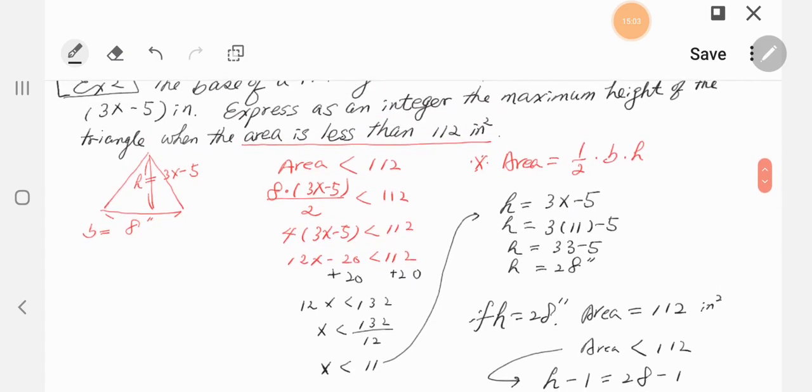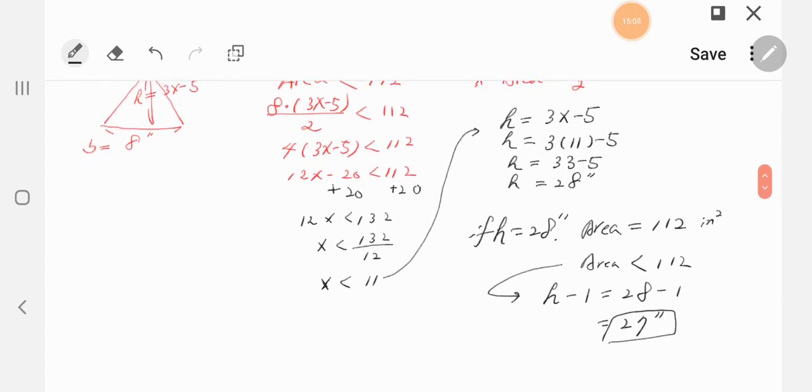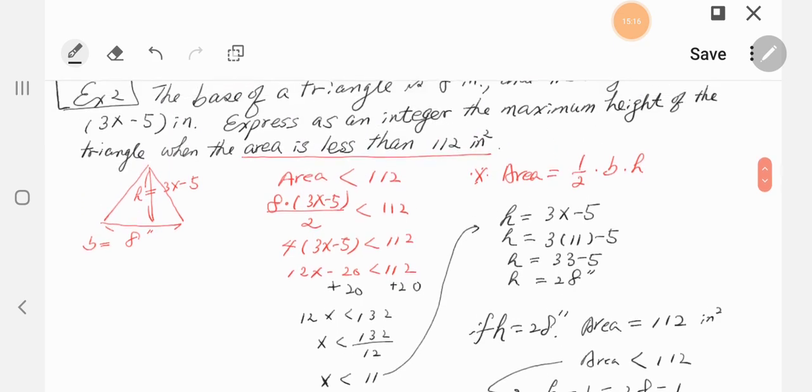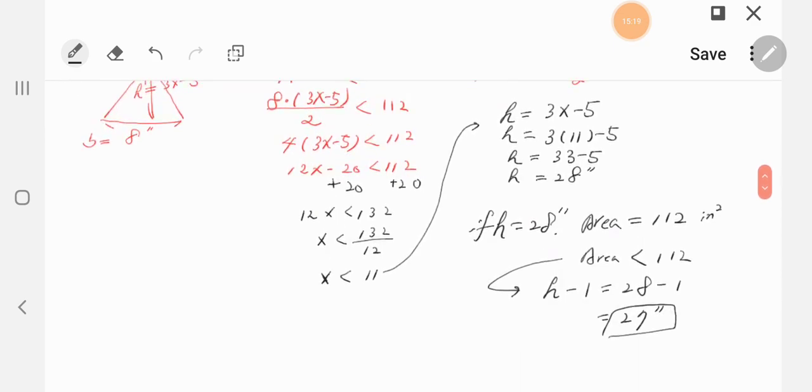Why? Because we want to express the maximum height as an integer. Since h has to be less than 28 inches, it can be like 27.5 or 27.9 inches, but we want to express it as an integer height. So the integer is always less than this number 28 by 1. So the maximum height is 28 minus 1, which is 27 inches. Get it? Not sure? Okay, here's the h. Let's say this is h, and this is 28, and this is 27.